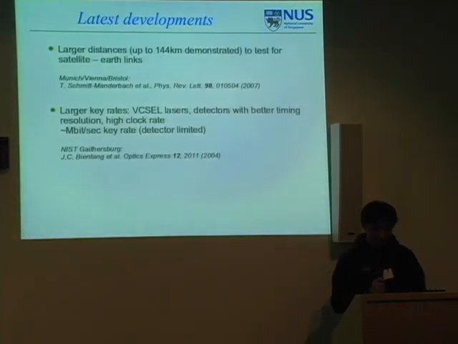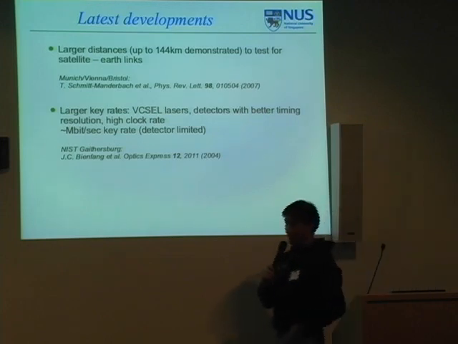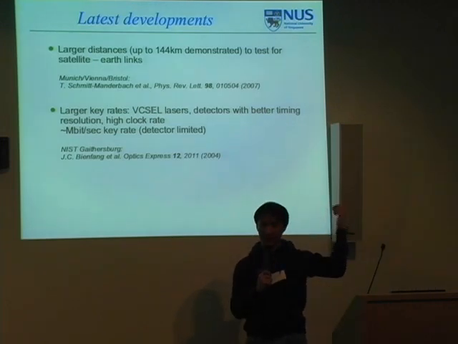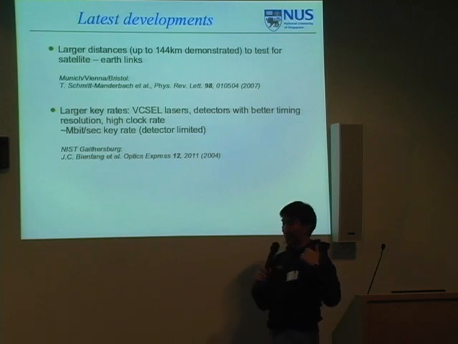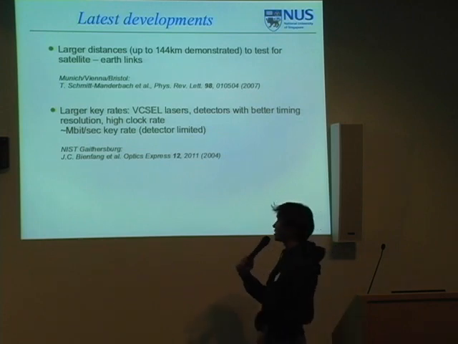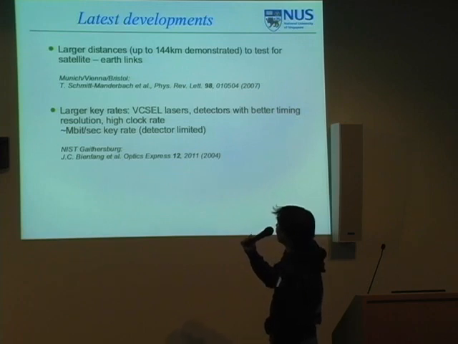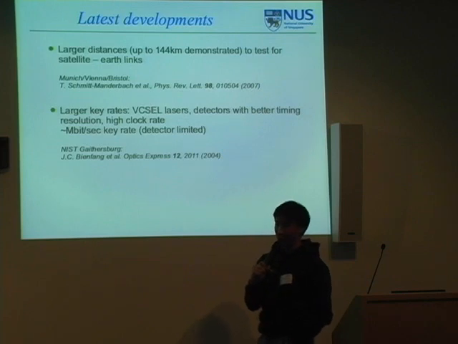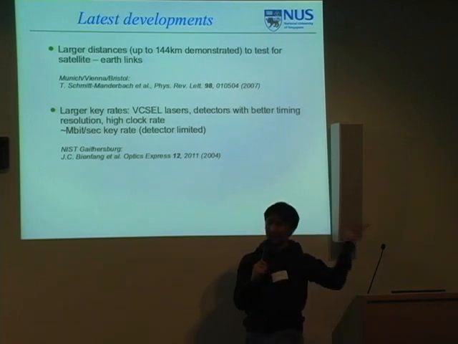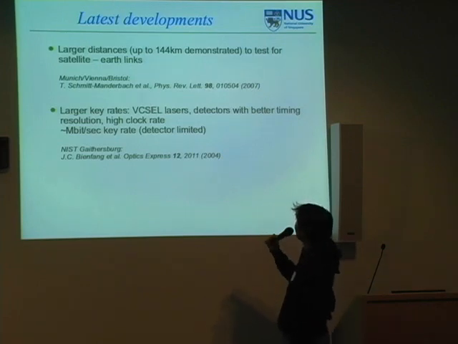So some of the latest developments in this field is that people are trying to do quantum key distribution between Earth stations and a satellite. There's an interest in trying to go to longer and longer distances. I think the latest record for distance was about a 144 kilometer demonstration between two islands in the Atlantic.